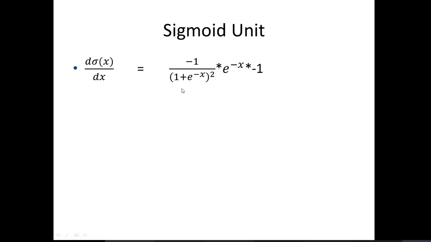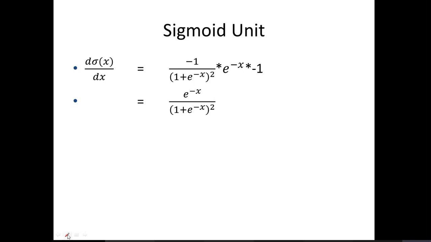The derivative of e power x is e power x. And then what we have is a composite function. It's not e power x, it is e power minus x. So by chain rule, we take the derivative of minus x, which is minus 1. So ultimately, we see that the derivative is e power minus x by 1 plus e power minus x whole square.